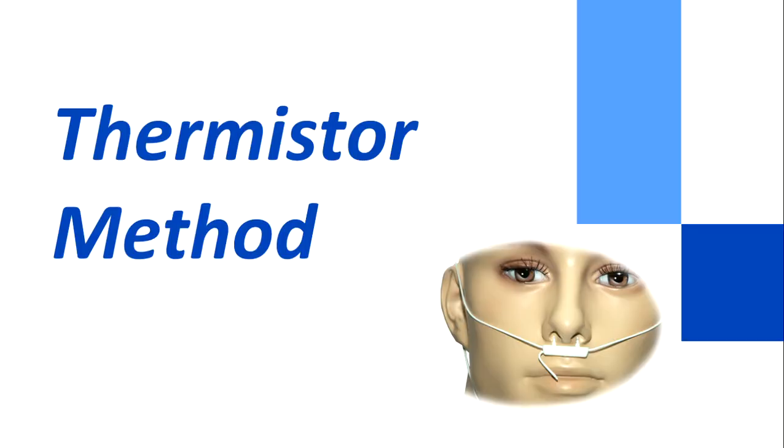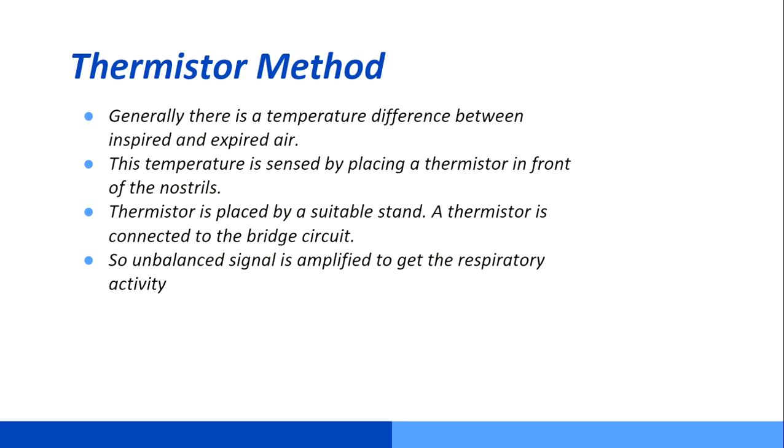The next topic is the thermistor method. Respiration rate is measured by the temperature difference between the inspired air and expired air. Based on this, the resistance will change. Here the temperature is sensed by placing a thermistor in front of the nostrils. It is placed in a suitable stand and connected to a bridge circuit. The unbalanced signal is amplified to get the respiratory rate.